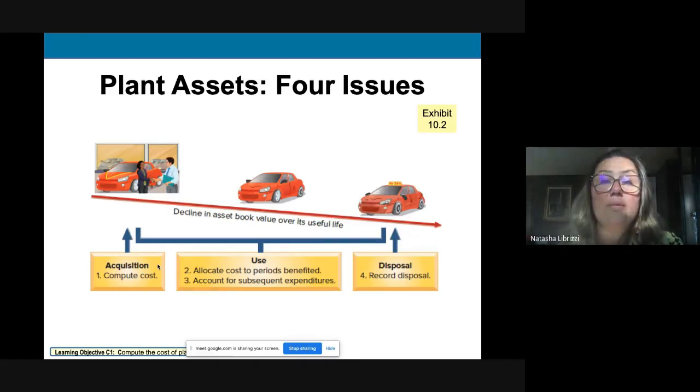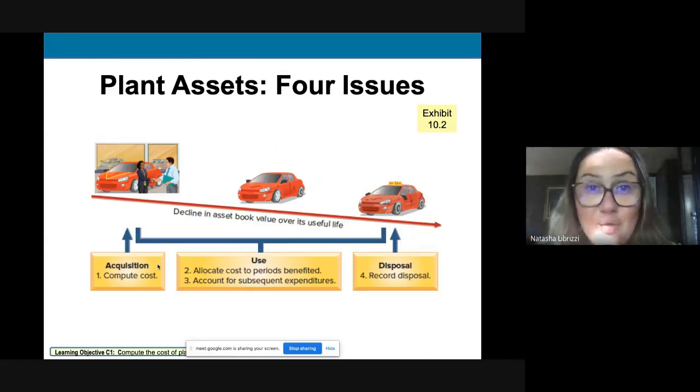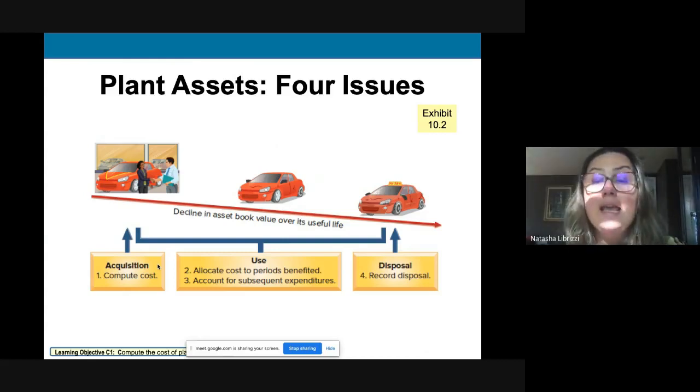Initially, when we acquire an asset, we're going to compute the cost, and we're going to talk about what is included in the cost of the asset. Then throughout the life of the asset, we're going to allocate the cost, and we're going to talk about how we're going to allocate it. It's not always going to be straight line. It depends on the company and how they're going to use the asset, and the disposal of the asset as well.